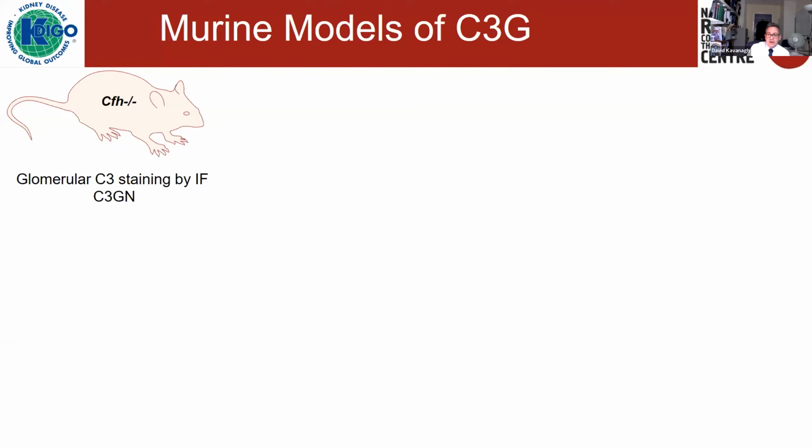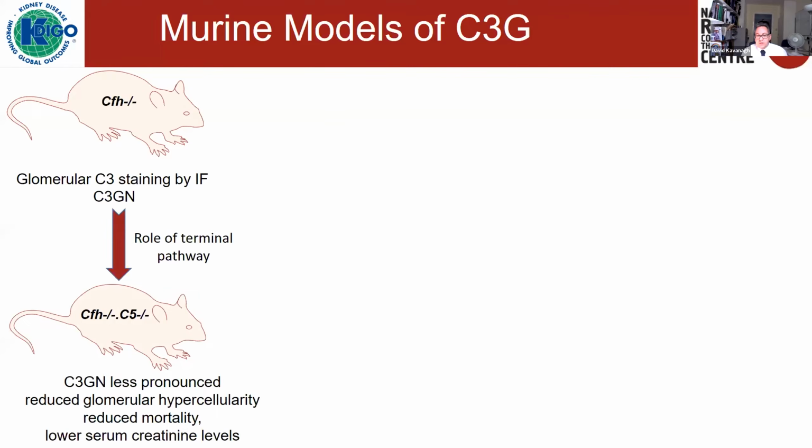Now, the classical model of C3G is a factor H deficient mouse. It develops a C3G-like disease. And when you cross this with a C5 knockout, the C3G is less pronounced. You have reduced glomerular hypercellularity, reduced mortality in the mice, and reduced creatinine levels. There are currently 2 agents that would target that. Avacopan and eculizumab would mimic this sort of situation.